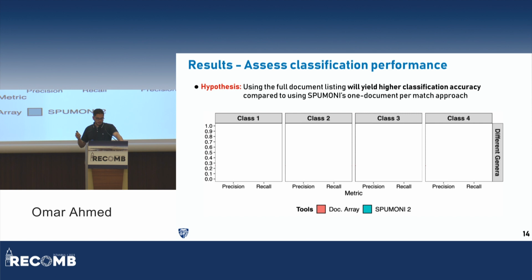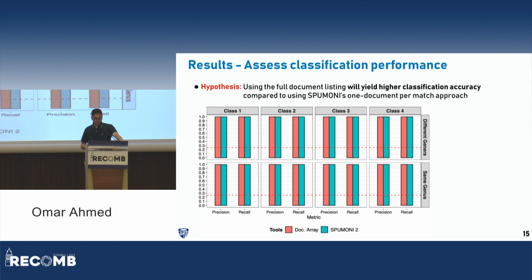And then here's a little empty plot to understand what we're going to look at. We have the 4 classes, and we're looking at precision and recall. And we're going to be comparing the document array to Spumoni. So here are 2 of the data sets, the different genera and same genus data sets. You can see that both of them are performing perfectly, which makes sense because it's a relatively easy task to distinguish sequences from either different genera or the same genus based just off A and I.